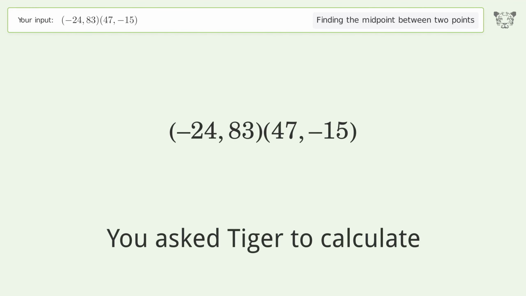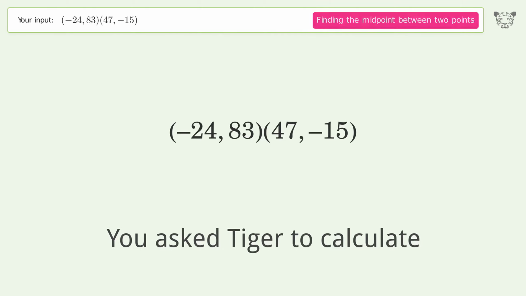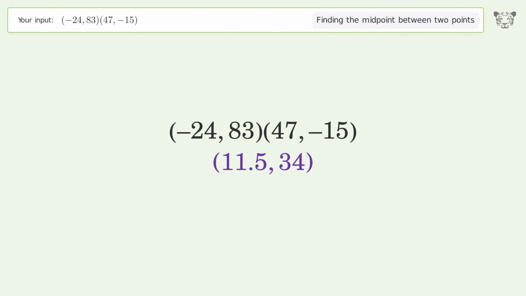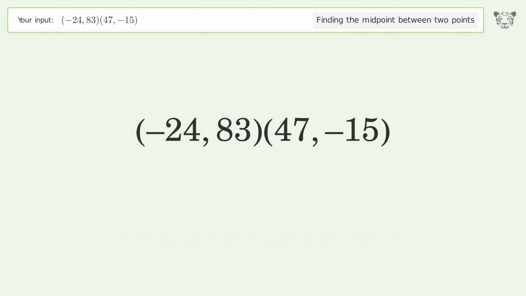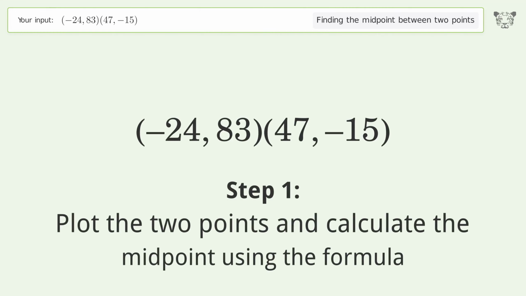You ask Tiger to calculate. This deals with finding the midpoint between 2 points. The midpoint between the 2 points is 11.5, 34. Let's solve it step by step. Plot the 2 points and calculate the midpoint using the formula.